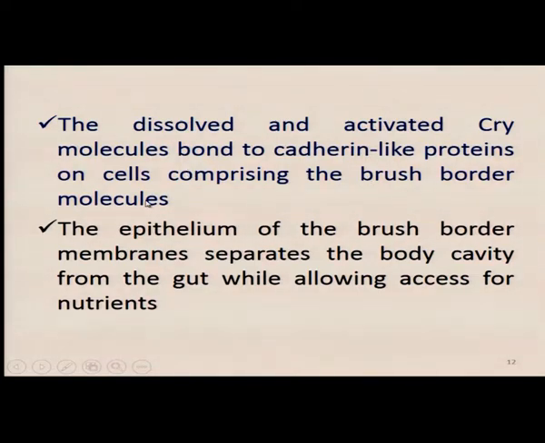So the Bt actually is a protease that becomes activated once it reaches the gut of the larva. The larva have an alkaline gut which activates the protease. Then the activated molecule will go and bind to the brush border epithelial cells. So this will now separate out. Usually, the epithelial cells' brush border separates the body cavity from the gut and allows for access to the nutrients.